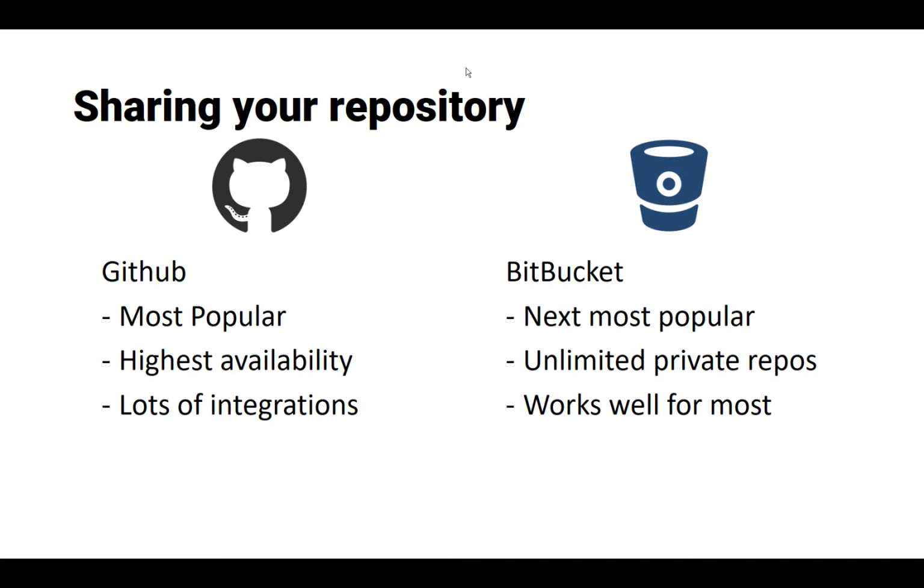Really cool, nerdy stuff with GitHub, which is why it's the most popular. And then there's an alternate one called BitBucket. You may or may not have heard of this one, but it's basically the next most popular. The really cool thing about BitBucket, why a lot of people use it, is that you can have an unlimited number of private repositories, which means nobody else can see your stuff except you, protecting your IP, all that good stuff, whereas with GitHub you have to pay for private repositories.